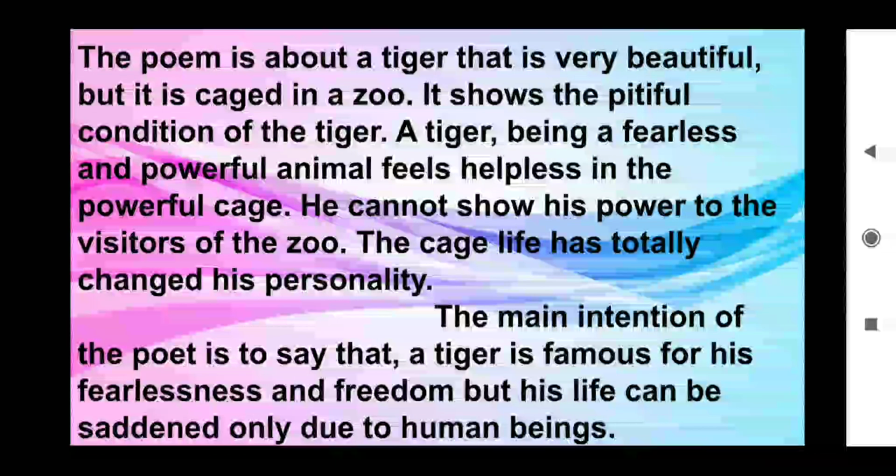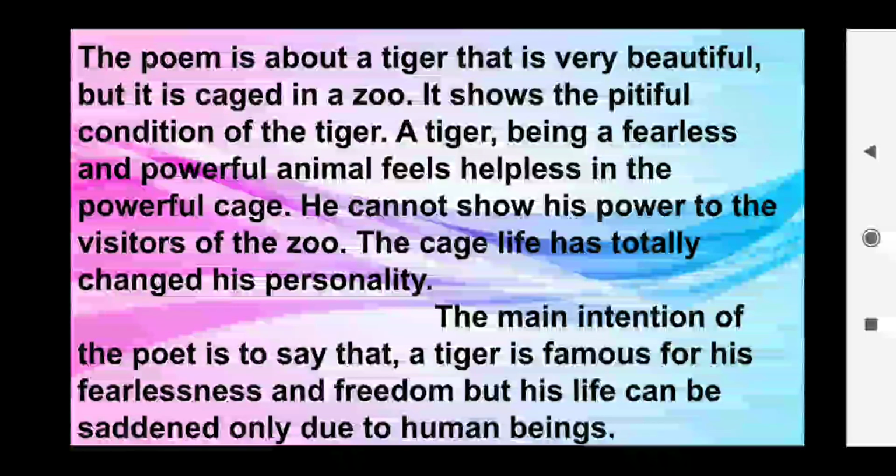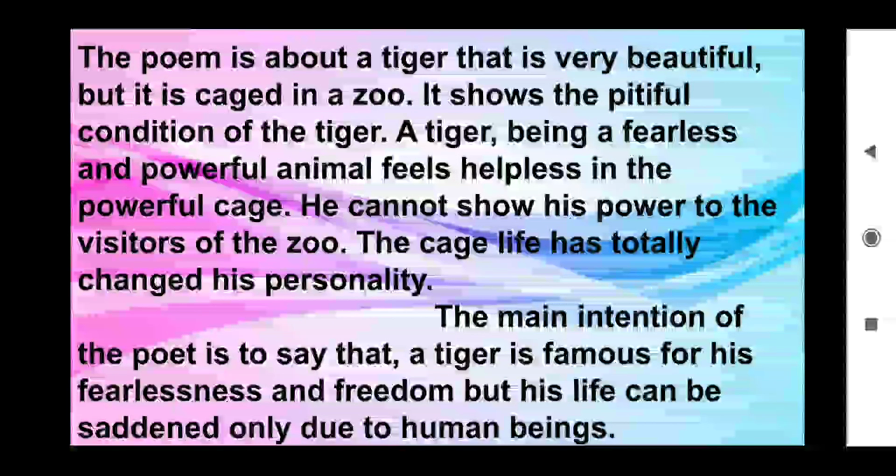The poem is about a tiger that is very beautiful, but it is caged in a zoo. It shows the pitiful condition of the tiger. A tiger, being a fearless and powerful animal, feels helpless in the powerful cage. He cannot show his power to the visitors of the zoo. The cage life has totally changed his personality. The main intention of the poet is to say that a tiger is famous for his fearlessness and freedom, but his life can be saddened only due to human beings.